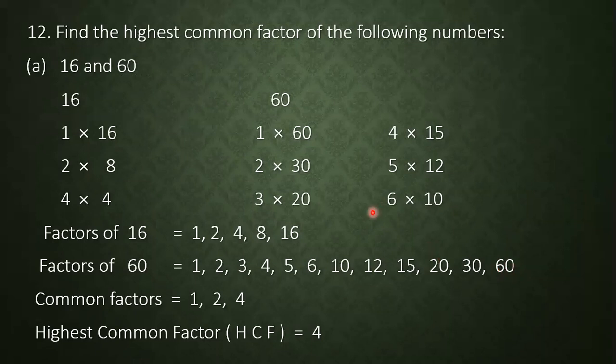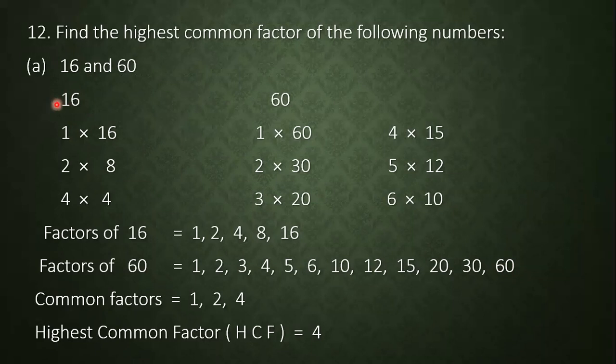Okay, the first number is 16. You know 1 is a factor of every number. 1 is the smallest factor of any number. So we can first write 1 into 16 makes 16. Now you look at the number 16. Is it odd or even? It is an even number.